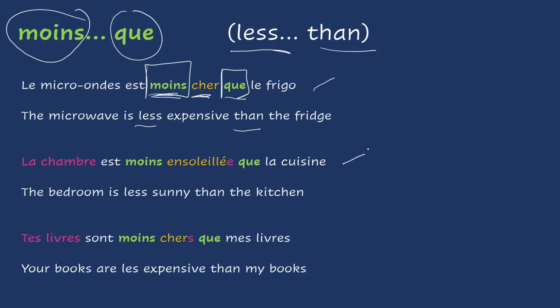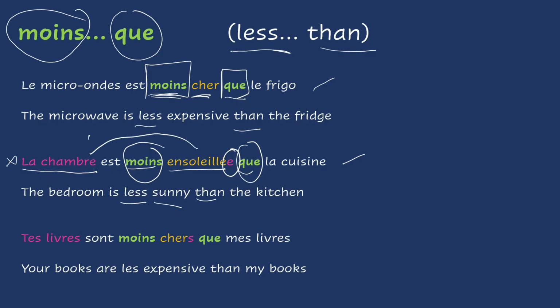Second example, la chambre est moins ensoleillée que la cuisine. The bedroom is less, moins, sunny, ensoleillé, than que la cuisine, than the kitchen. You place moins in front of the adjective and que behind the adjective. However, here, la chambre is feminine. You will need to add that E at the end of the adjective because the adjective must agree with the noun féminine.